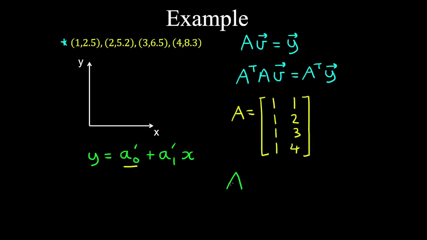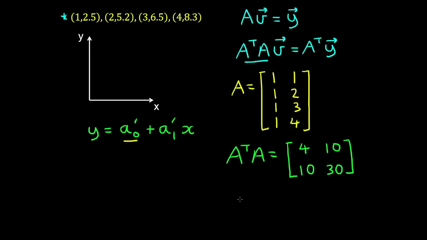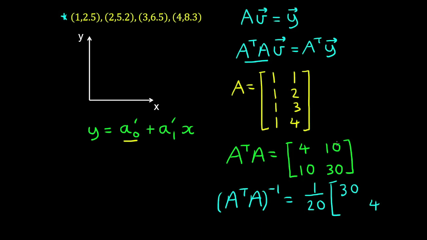So from this we can get A transpose multiplied by A, and I'll let you do this multiplication, which will give you the following matrix. So recall that this matrix is symmetric, and now we can invert this matrix. So we have the inverse of A transpose A being 1 over the determinant, which is 120 minus 100, and we swap a and d and negate b and c. And I'll let you simplify this.